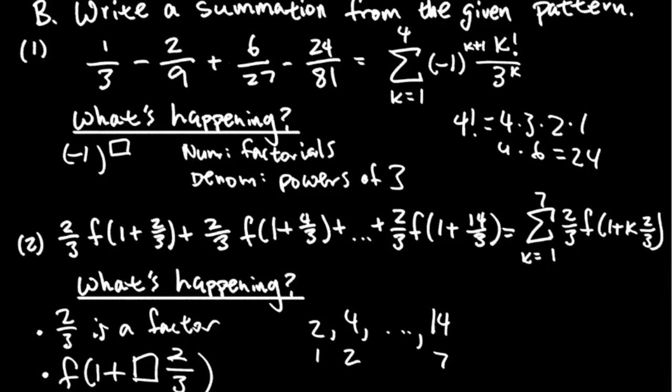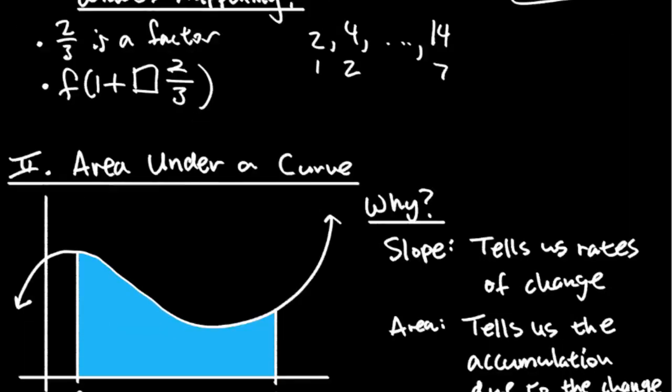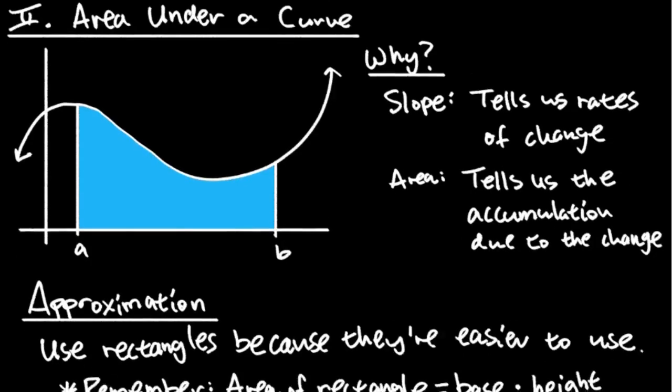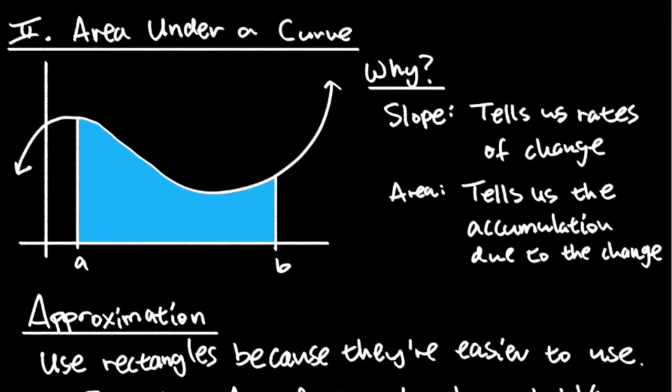Alright, so now let's apply this stuff, and this might look kind of familiar actually, to area under a curve. So let's look real quick at why we would even want to do this in the first place. So the area under a curve tells us a few different things. It tells us something related to slope. So slope itself tells us rates of change. So how fast is a function changing? And then the area tells us what happened through that change.